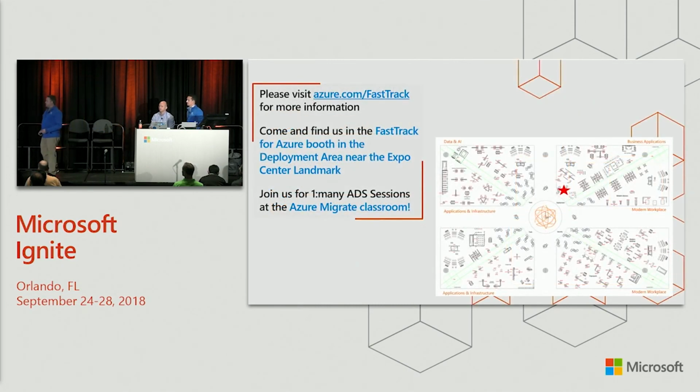Please come visit us on the booth, which is there, the big red star. Yep, we do have a big sign saying FastTrack for Azure. But if you go and find the centerpiece of the Ignite Expo area, coming from this side, walk past it, it's on the left-hand side as you walk towards the back theatre areas.